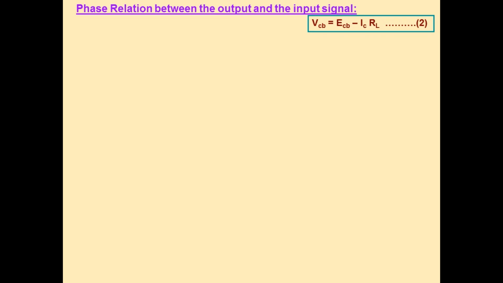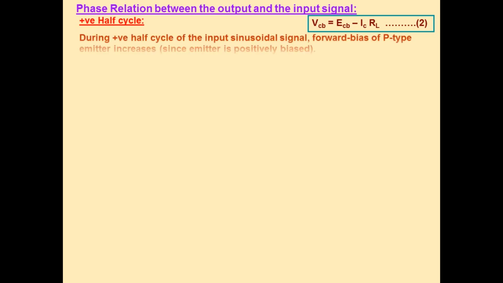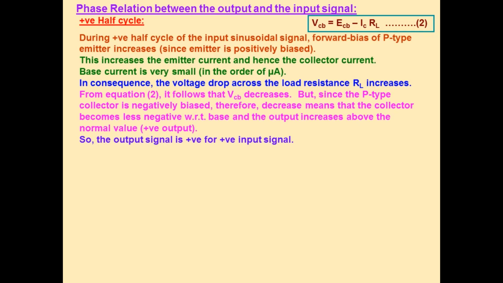In the same way, in first case we consider the positive half cycle, and during the positive half cycle forward bias of p-type emitter increases. If it increases, emitter current increases. So if there is increase in emitter current, collector current also increases. So the factor IC into RL increases. Voltage drop across load resistance increases. So it means that VCB decreases.